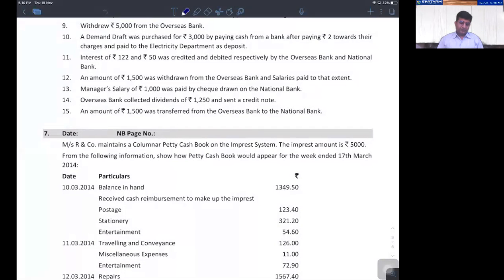The next one, a demand draft was purchased for rupees 3,000 by paying cash from a bank after paying 2 towards their charges and paid to the electricity department as a deposit. Now understand the point in here, that here the amount of cash is paid for the purpose of buying that demand draft. The demand draft is a kind of check which is issued by the bank on deposit of certain money in the name of the person to whom you want to issue it.